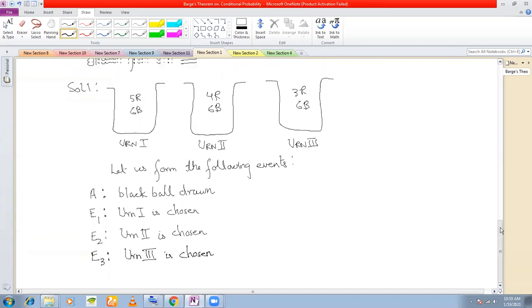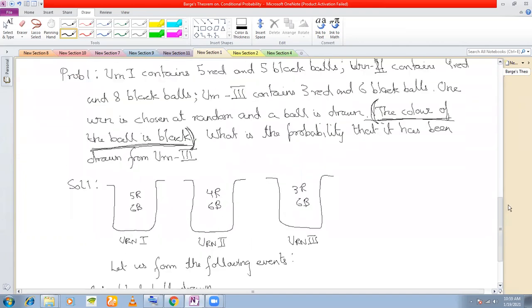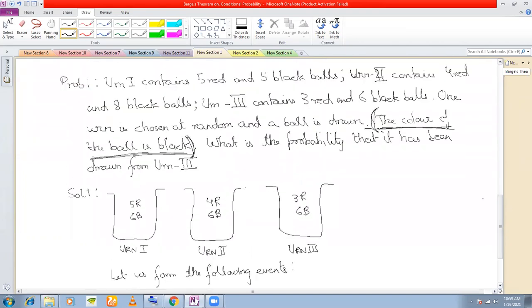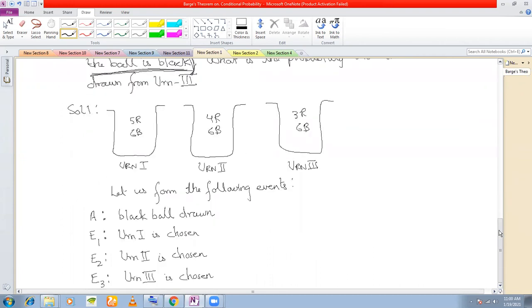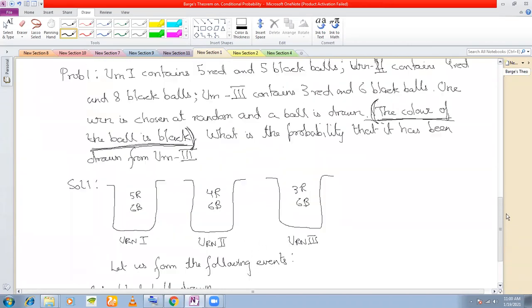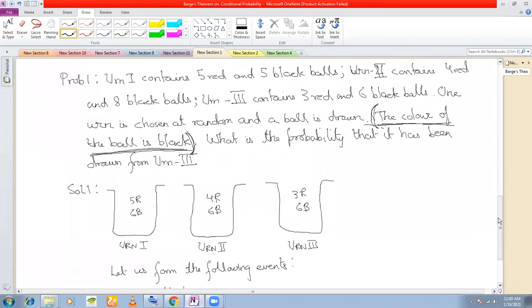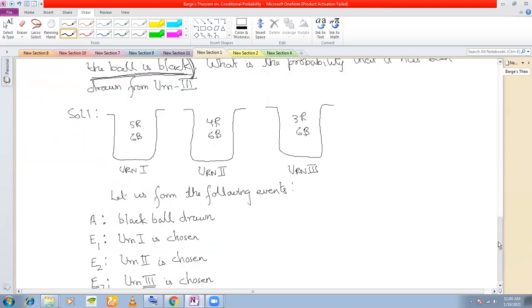Now look at the question. Once I have formed the events, look at the question. This is how you will approach Bayes theorem problems. You will form the events. First, you will see the given event, which we have taken as A, and then you will form the other events. E1 is urn 1 chosen, E2 is urn 2 chosen, E3 is urn 3 chosen. Now you will look at the question. What is the probability that it has been chosen from urn 3?